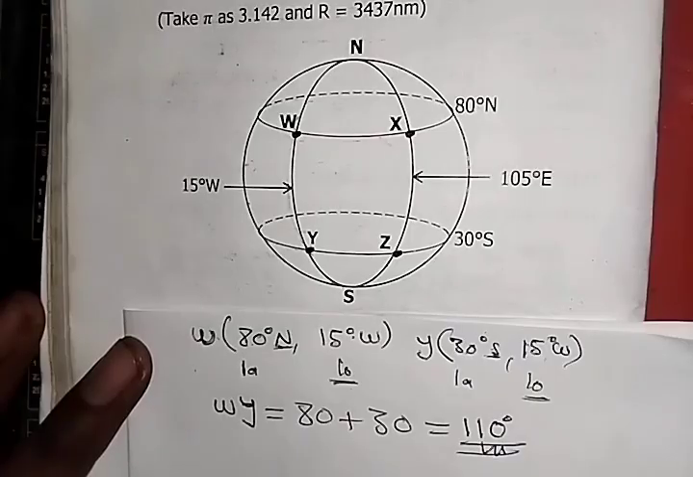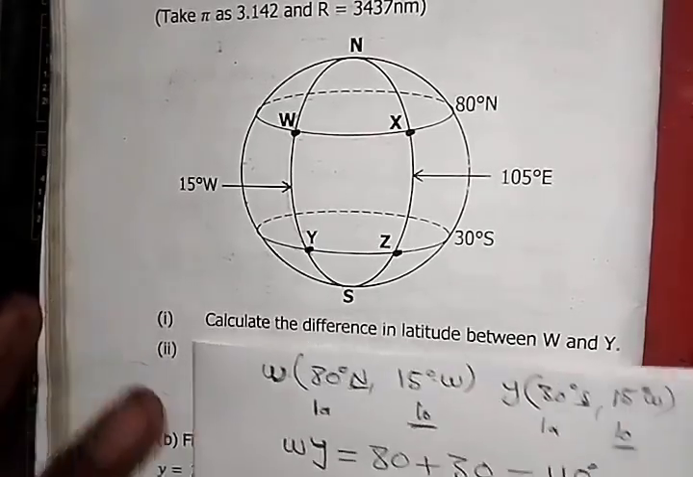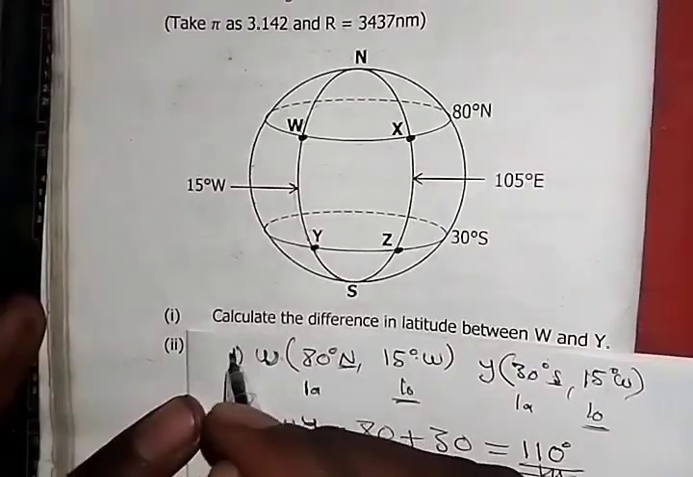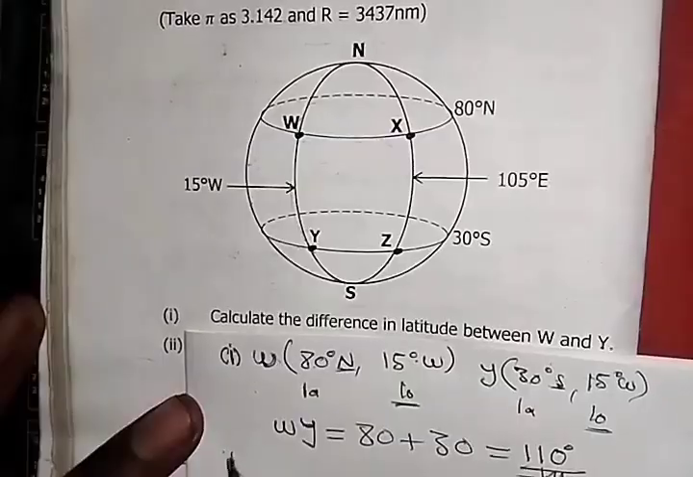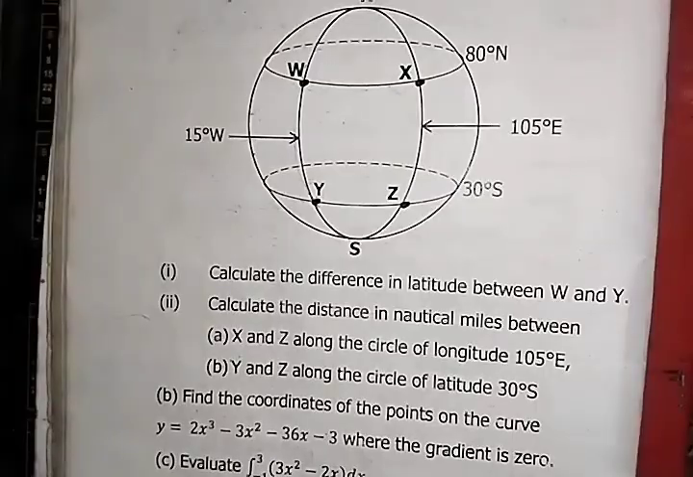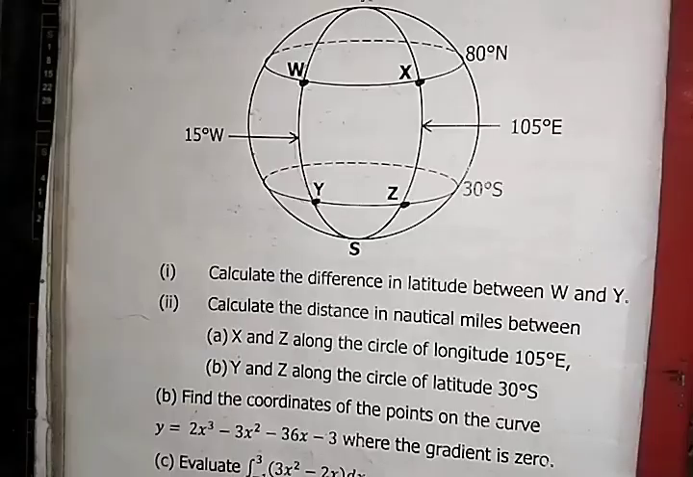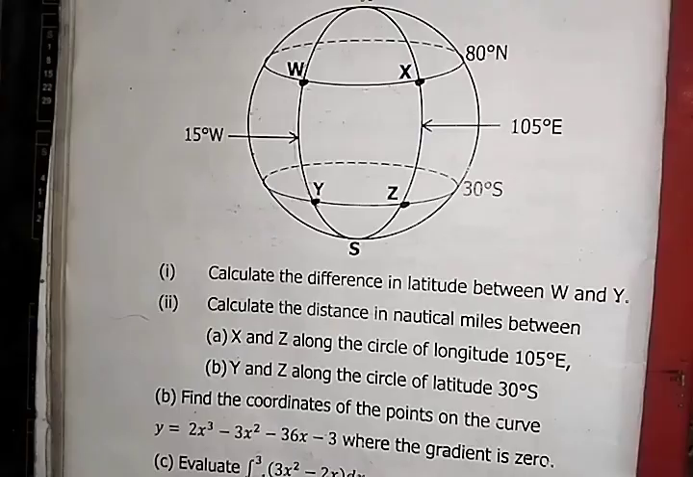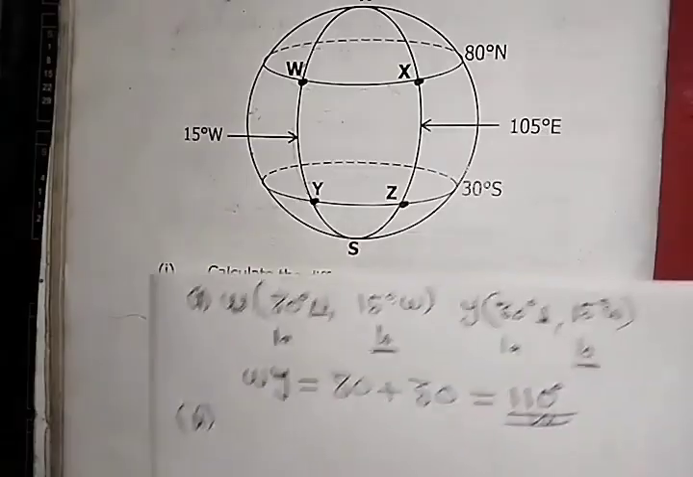Okay, we go to question 2. This was question 1, so go to question 2. They are saying calculate the distance in Newton-meters between X and Z along the circle of longitude 105 degree east. So to calculate the distance, what formula are we going to use?